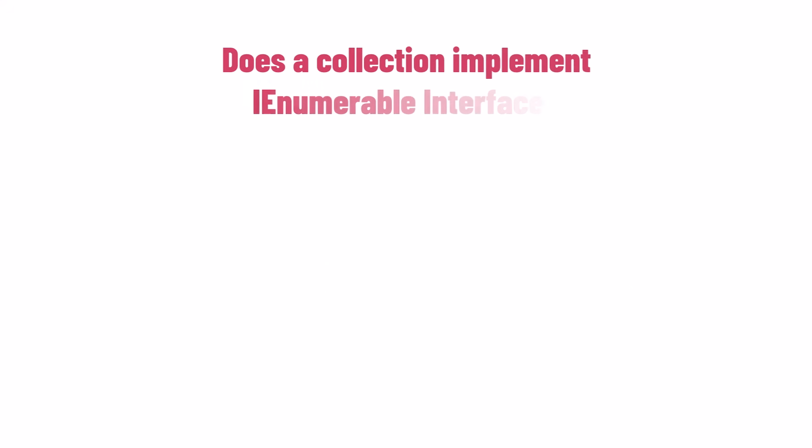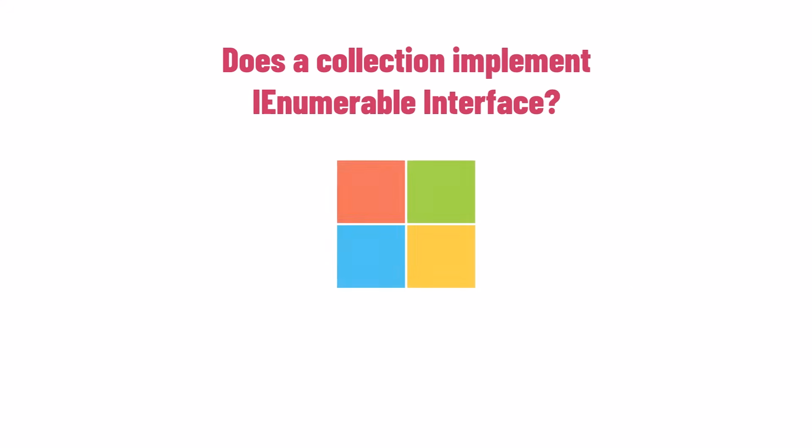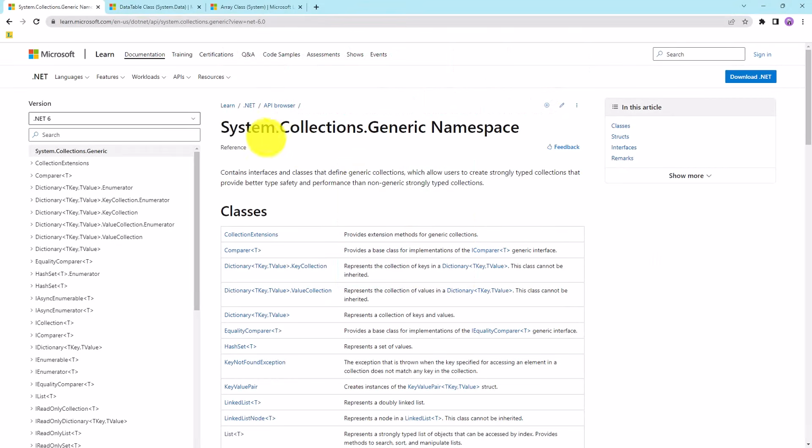Let's now see how to check if a collection implements IEnumerable interface. The best way to do that is using the Microsoft documentation. Let's first check the generic collections. For that you only have to search for system.collections.generic.